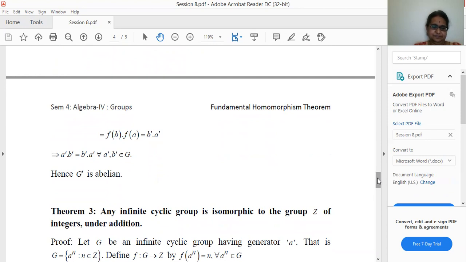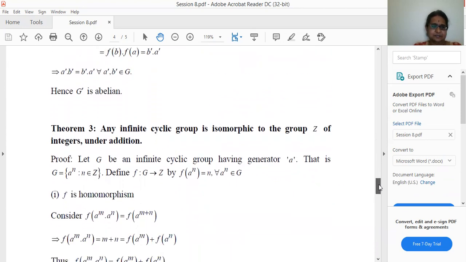Now, coming to the next theorem: any infinite cyclic group is isomorphic to the group Z of integers under addition. So here in this theorem, what is given is an infinite cyclic group, and it is isomorphic to the group Z. So here f is a mapping from G to Z, where G is an infinite cyclic group. Cyclic group means it should have a generator. And here the codomain Z is the group of integers.